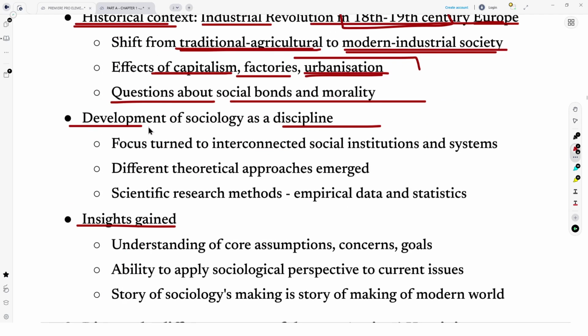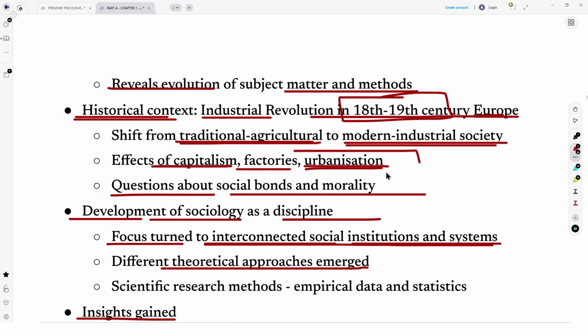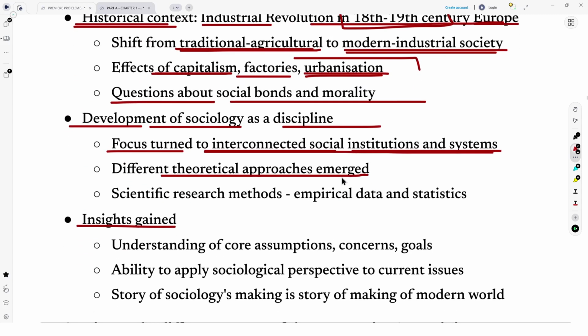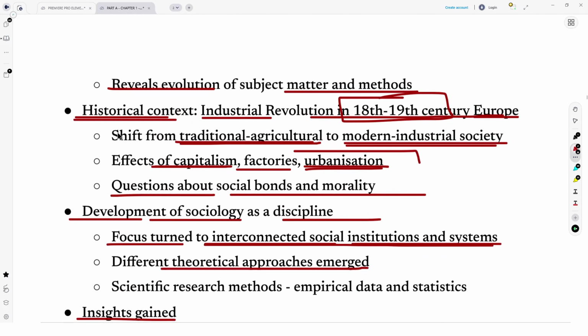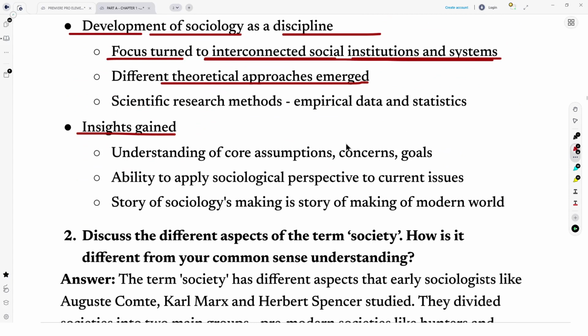Now we are going to learn about the development of sociology as a discipline. Focus turned to interconnected social institutions and systems. Please do understand this. Different theoretical approaches emerged: how do we understand what is going on here, how is society changing? This is very important. Why did it happen? Because of the Industrial Revolution in the 18th and 19th century in Europe. From there, the whole concept of sociology started.